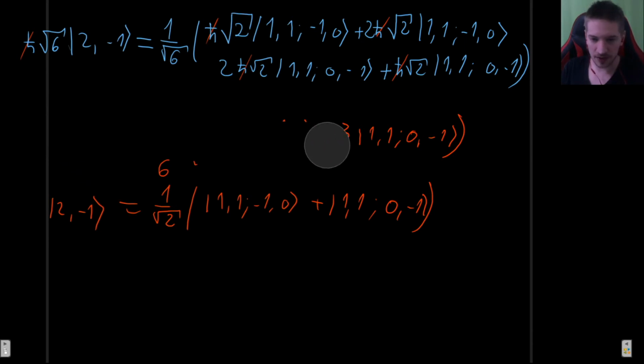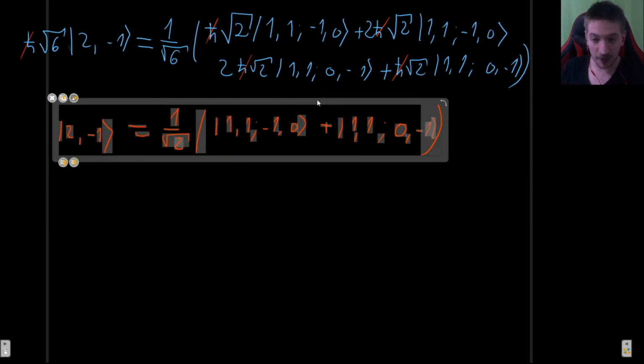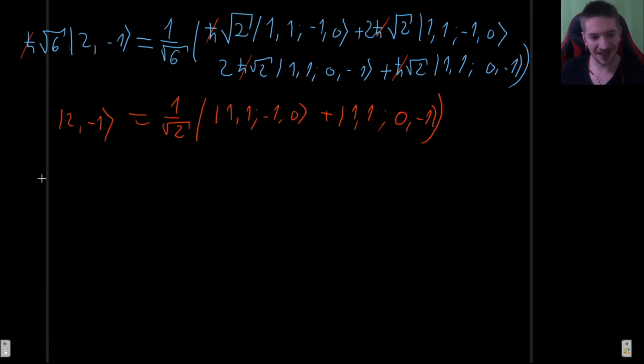So maybe let me just get rid of this so I can write it down here. Well, we have one more state to go for, of course, the value of total j equal 2. We still have more work to do after that. So let's go now for |2,0⟩, which we get by applying the lowering operator to |2,-1⟩. So total lowering operator acting on |2,-1⟩.